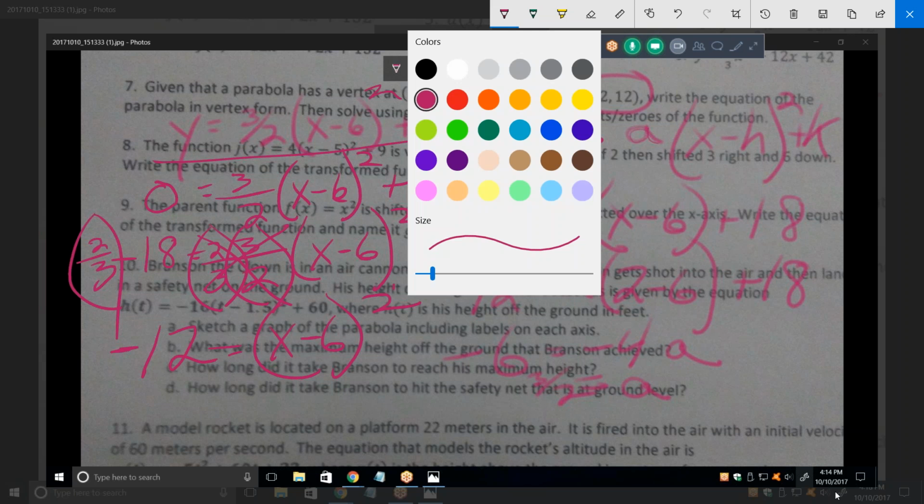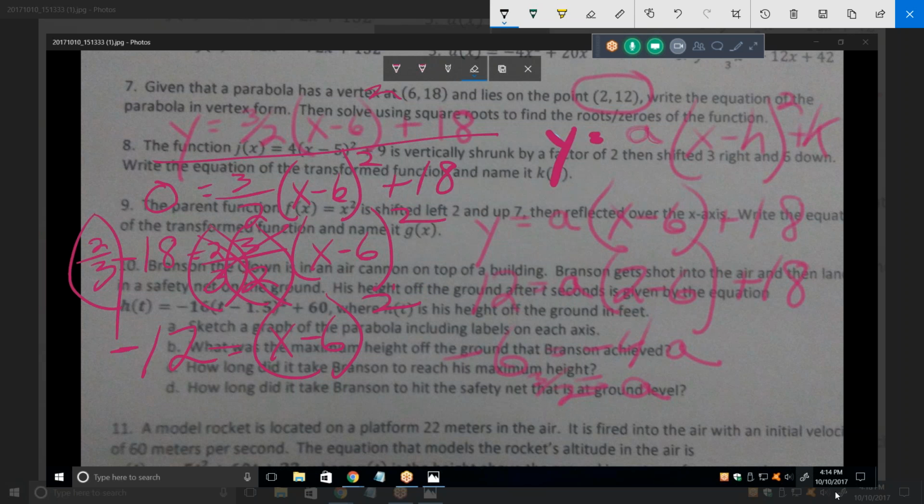Use a different color ink. This pink color is beginning to annoy me. Now what? Then you square root both of them. So what's the next line? So the square root of negative 12 equals x minus 6.